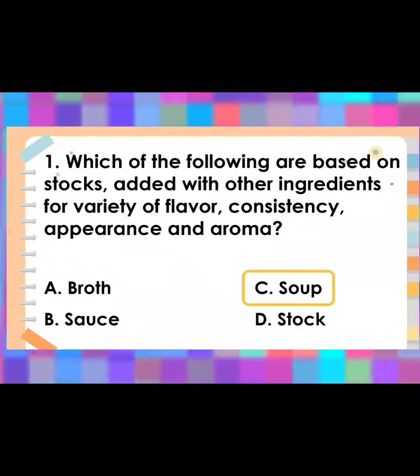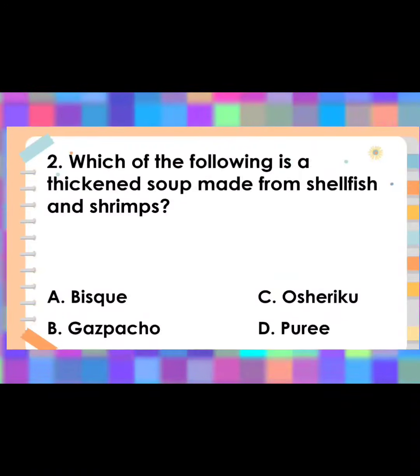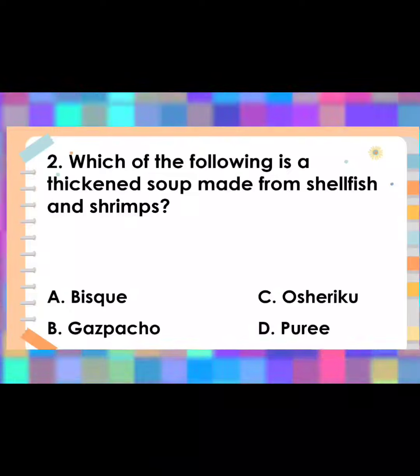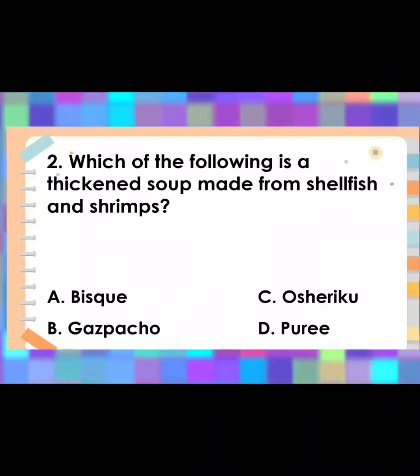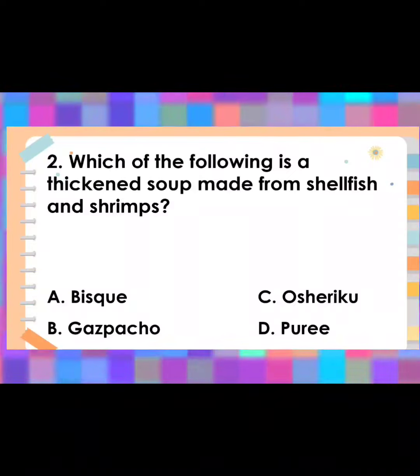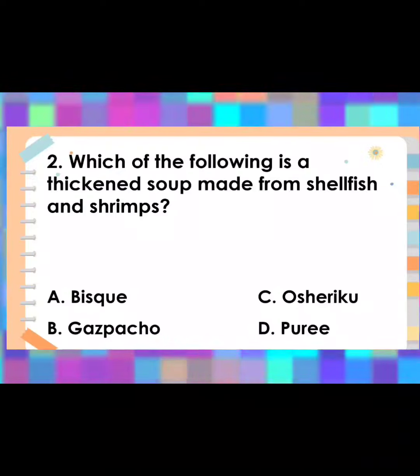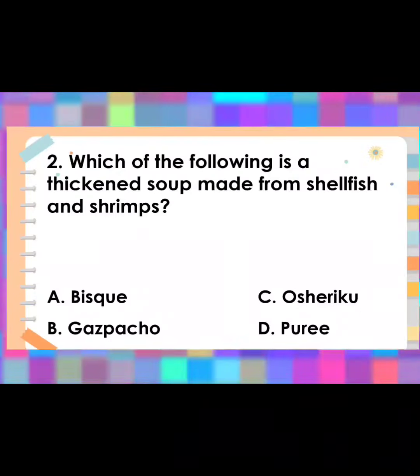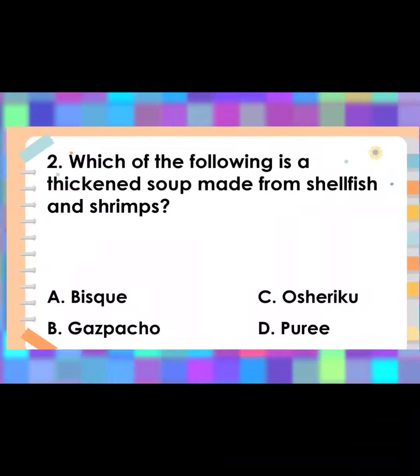Very good. The answer is letter C, soup. Number 2. Which of the following is a thickened soup made from shellfish and shrimps? A. Bisque, B. Gazpacho, C. Oshiruko, D. Puree. Correct. It's letter A, bisque.